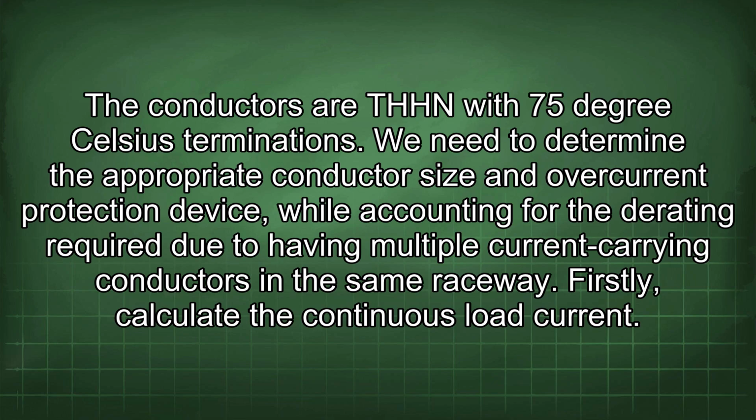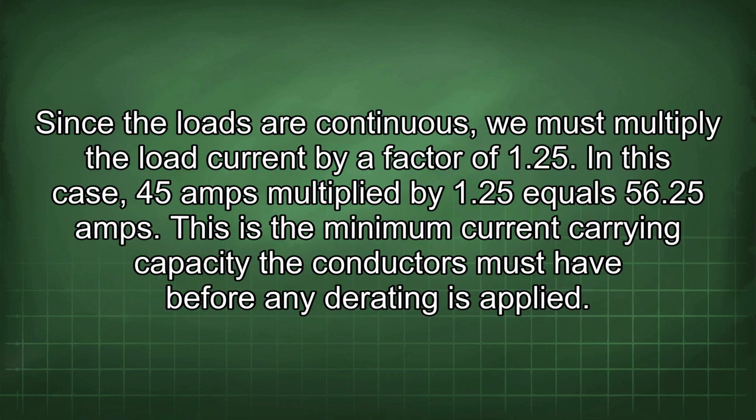Firstly, calculate the continuous load current. Since the loads are continuous, we must multiply the load current by a factor of 1.25. In this case, 45 amps multiplied by 1.25 equals 56.25 amps. This is the minimum current carrying capacity the conductors must have before any derating is applied.